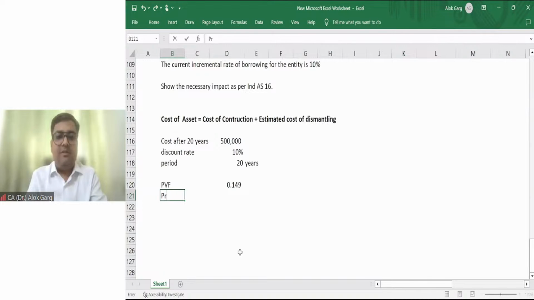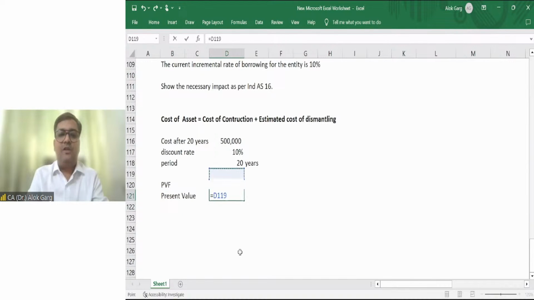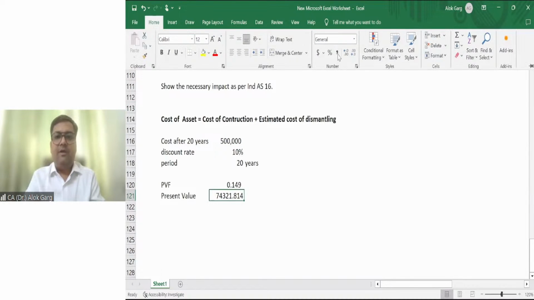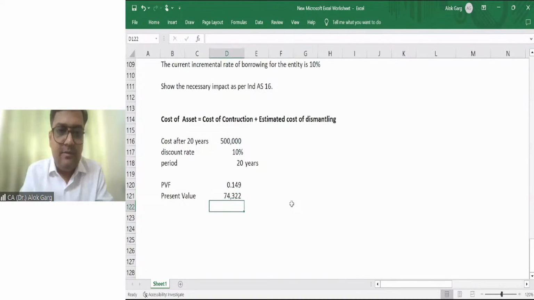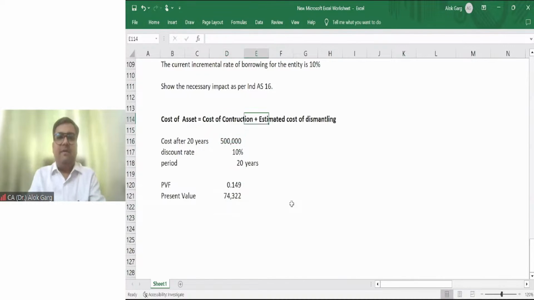And how to calculate the present value? When I multiply the future value with the present value factor, it will give me the present value, which is 74,322, right? So friends, in this case, my cost of asset is equal to cost of construction plus estimated cost of dismantling. So this will be 10 lakh plus 74,322.